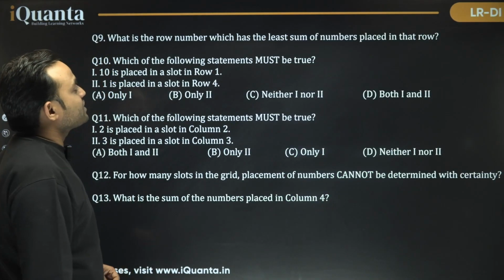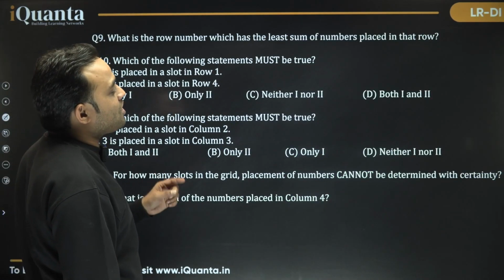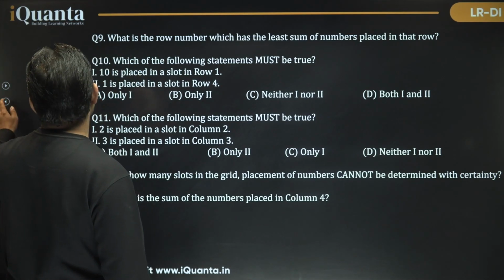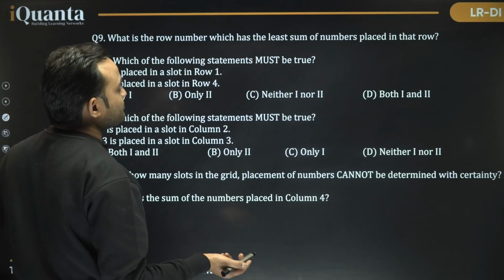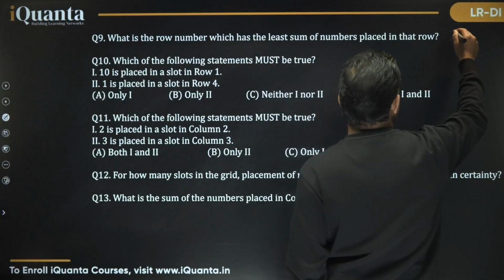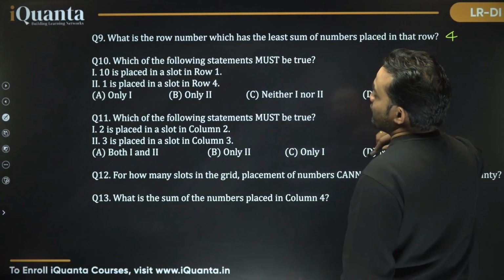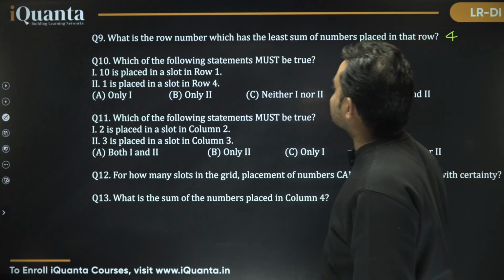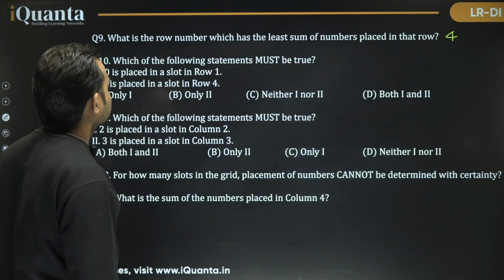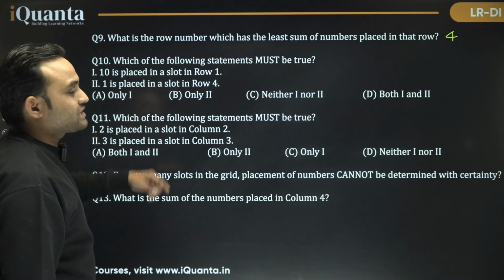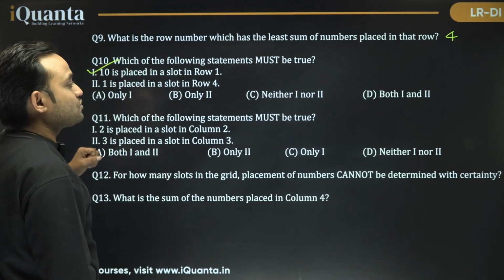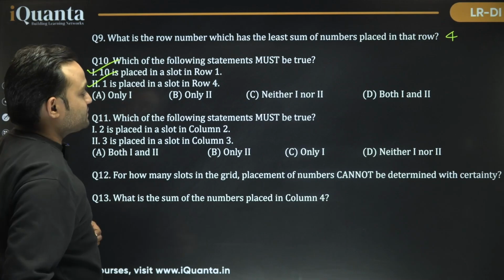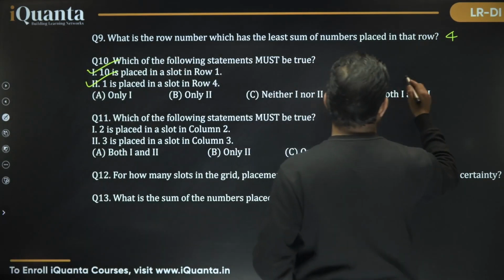What is the row number which has the least sum of numbers placed in that row? So it's definitely the fourth row, right? Where only one number is there, which is 1. So the answer is 4. Which of the following statements must be true? 10 is placed in a slot in row 1. So this is true. 1 is placed in a slot in row 4. That is also true. That means both 1 and 2.